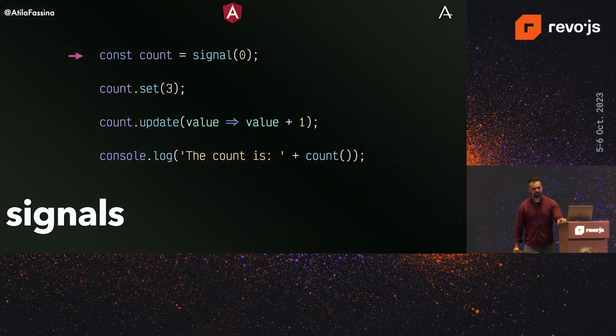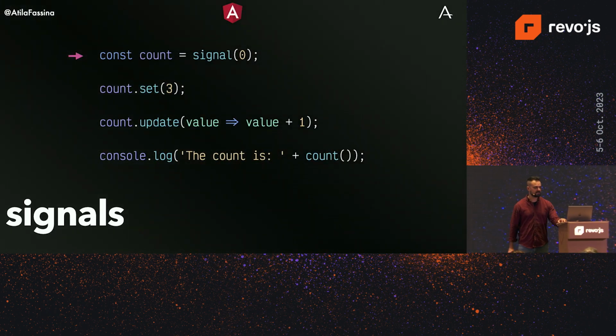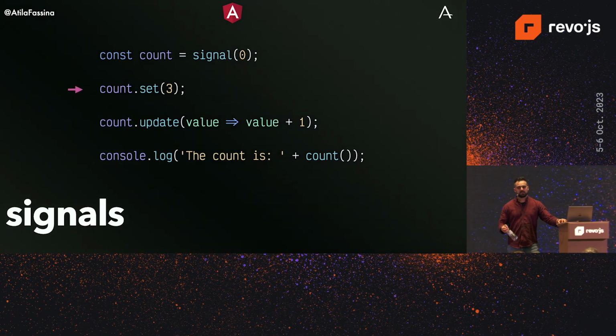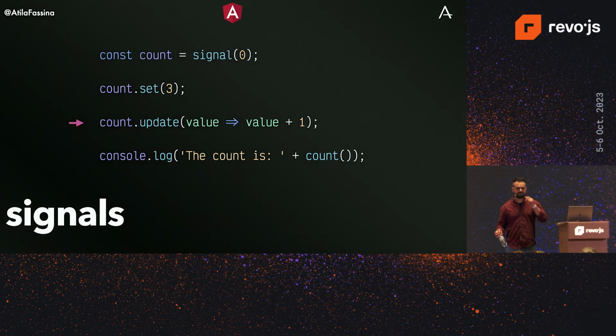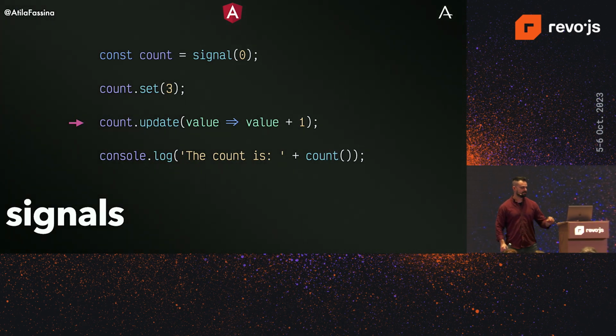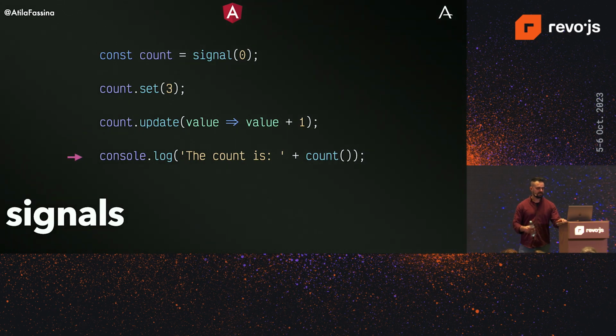And then for Angular, you define a signal like that. And then you can set a new value to a signal, or you can use update if you want to change the value of the signal based on the previous value. And then you call the signal as a getter as well.